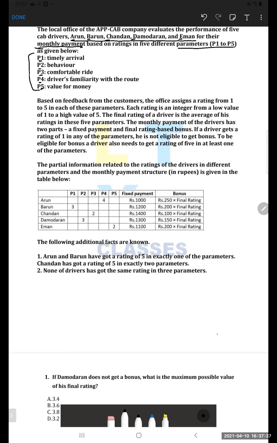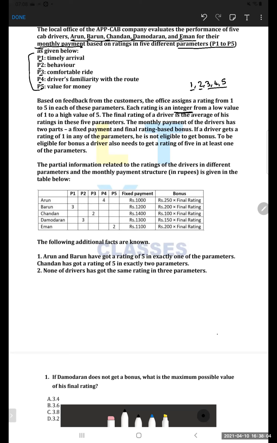Based on feedback from customers, the office assigns a rating 1 to 5 in each of these parameters. Each rating is an integer from a low value of 1 to a high value of 5. So there are only 5 ratings possible: 1, 2, 3, 4, 5. And it's an integer value is what they say. So you can't have a decimal rating. It has to be either a 1, 2, or the rest of the numbers.